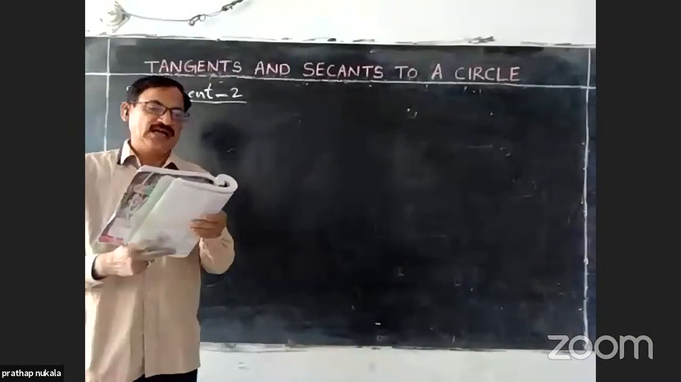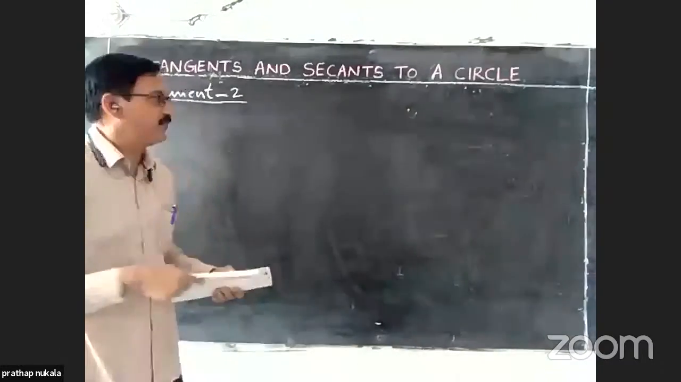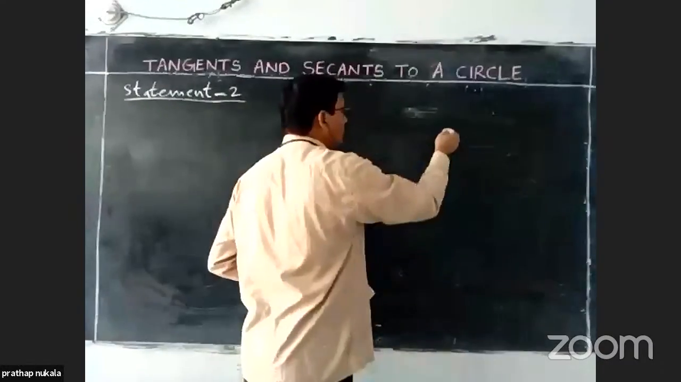Okay. Statement 2. In two concentric circles, the chord of the bigger circle that touches the smaller circle is bisected at the point of contact with the smaller circle. For this purpose, first draw two concentric circles.